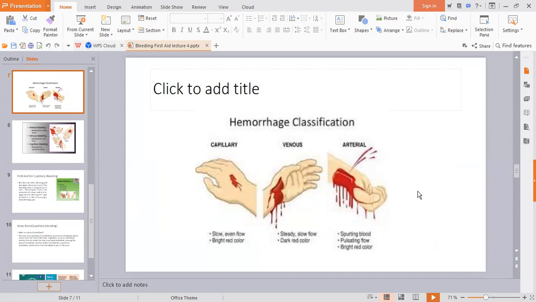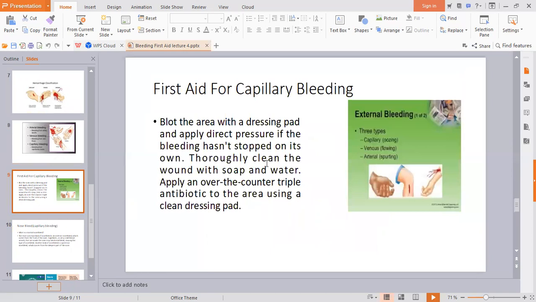So you can see clearly in the picture the spurting blood, high blood flow, and bright red color, because bright red color is due to the high level of oxygen in arterial blood. Now we will discuss first aid for capillary bleeding. External bleeding types, as we know, are oozing, flowing, and spurting. Flowing means flowing pressure in the venous region, and arterial in the spurting type.